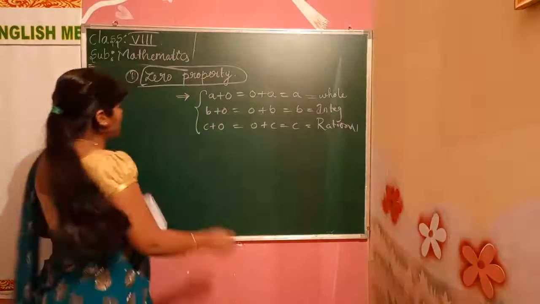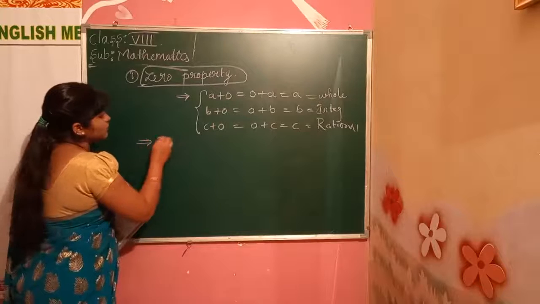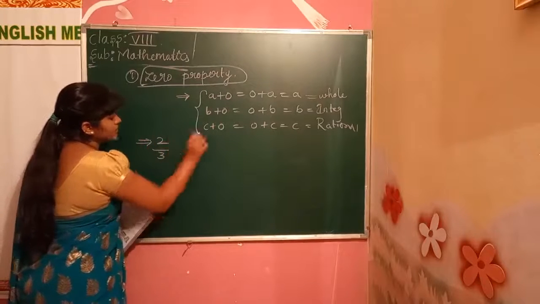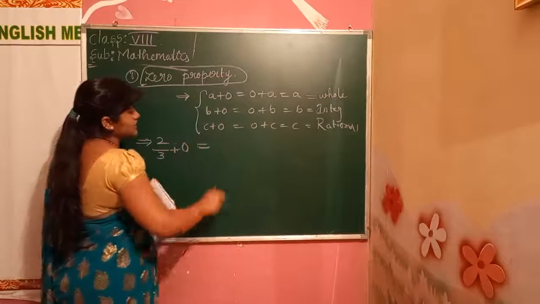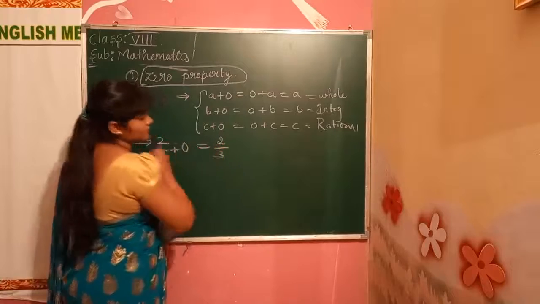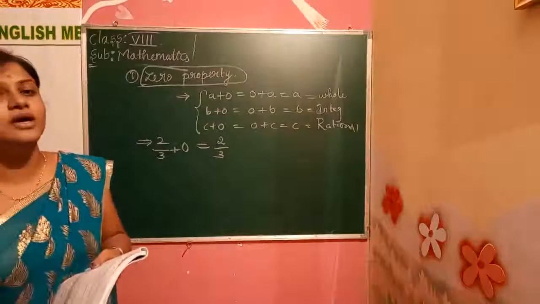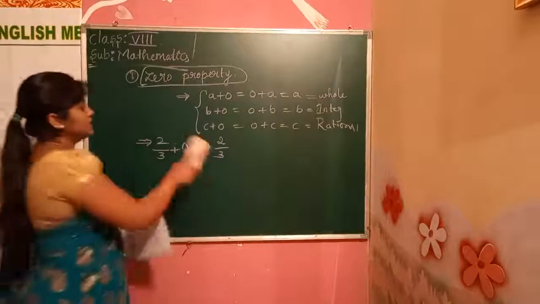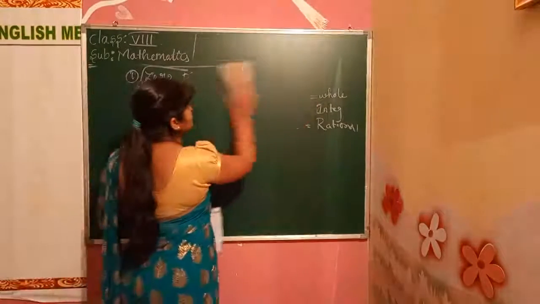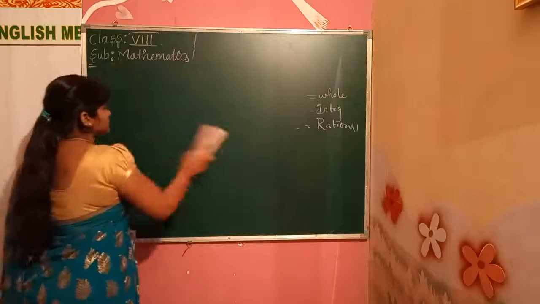We'll solve one problem on this. When we have 2 by 3 plus 0, what do we get, children? 2 by 3 itself. This is called the zero property, or the role of 0 in rational numbers. We'll see the next property.